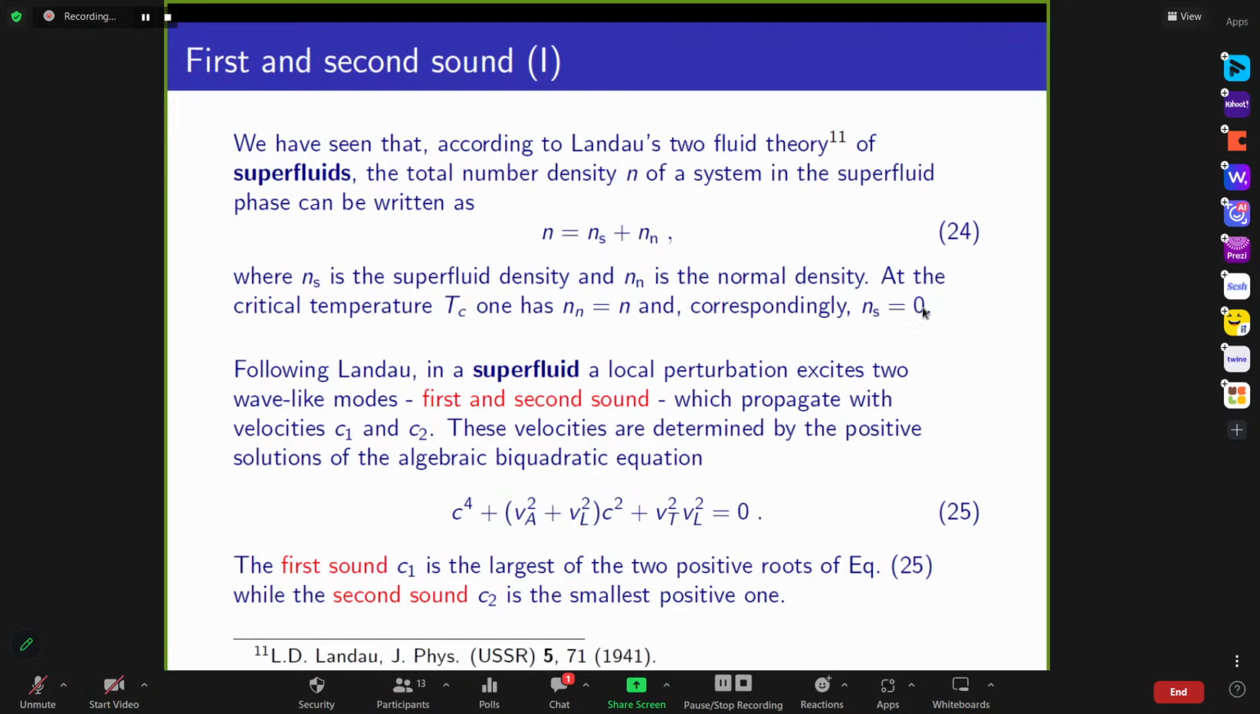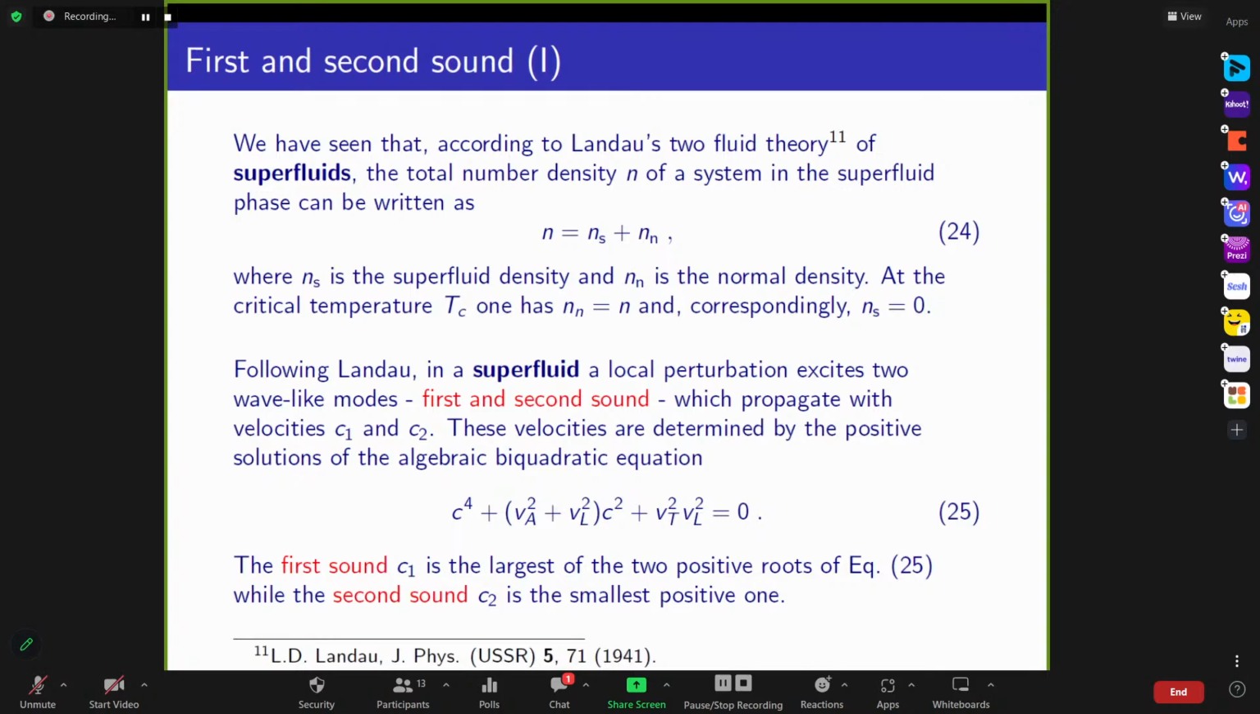I want to stress that we can use the Landau approach also to calculate other interesting properties, in particular the first and second sound. As you know, Landau was formulating the two-fluid theory, where in general your system is superfluid, such that the total density, as shown in equation 24, is the sum of a superfluid component and a normal component, the one that I discussed previously.